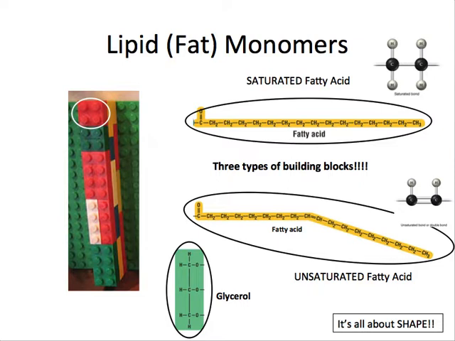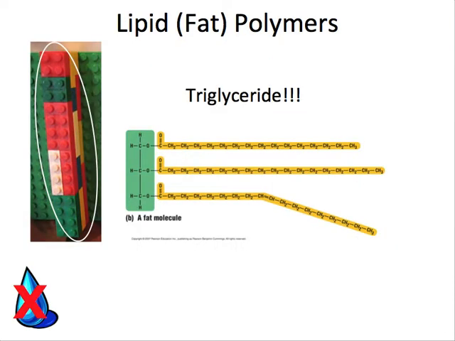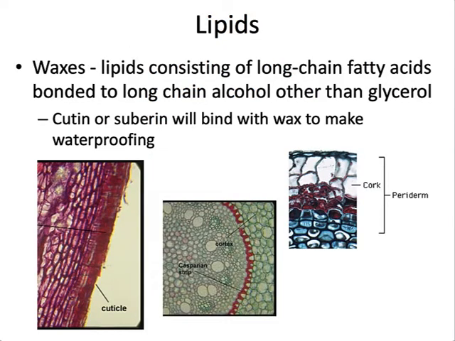When we combine them all together, we get the polymer, which is the triglyceride. We've got our glycerol sugar alcohol backbone and 1, 2, 3 of these fatty acids. All fats are insoluble in water, so they do not dissolve in water. Another type of lipid is a wax. Waxes are lipids consisting of long-chain fatty acids bonded to long-chain alcohols other than glycerol.